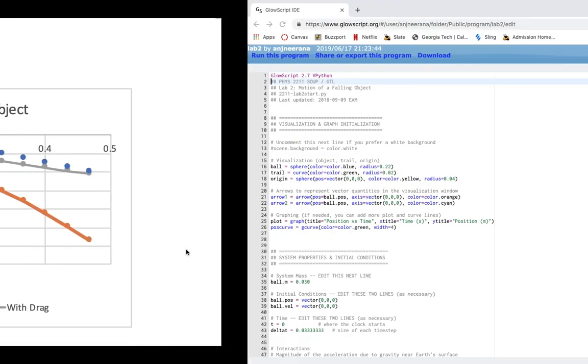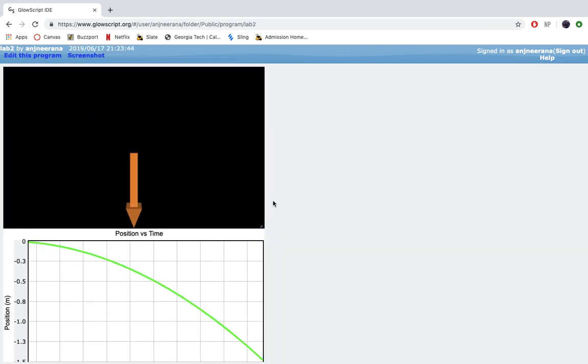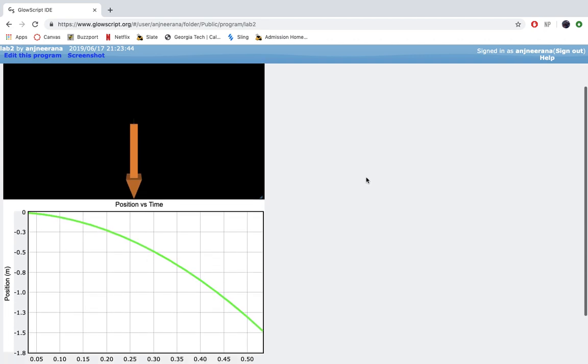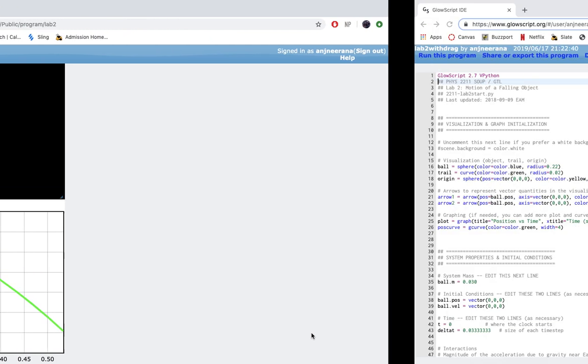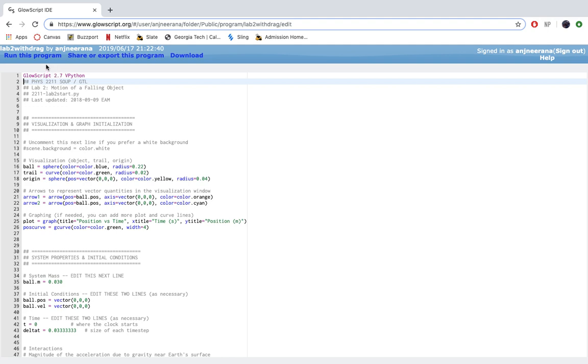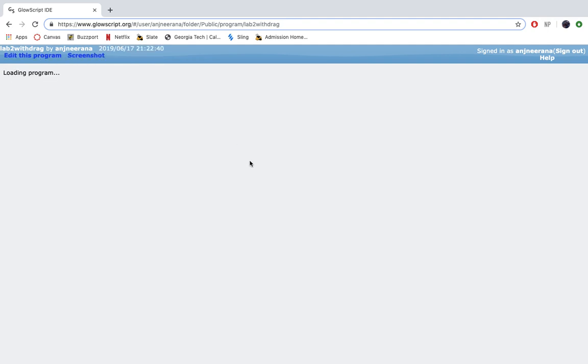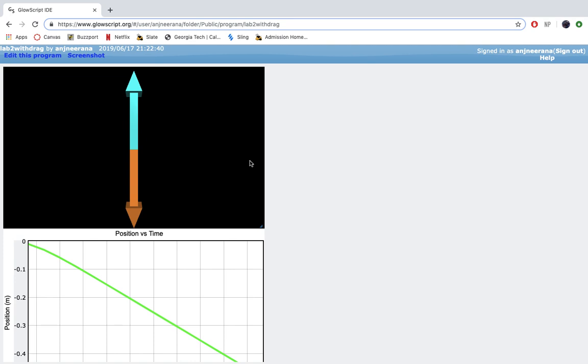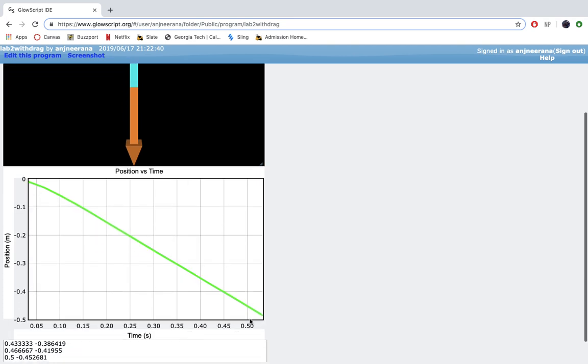If we take a look at our code without drag, we can see how the only arrow present when we run the code is the one that denotes force by gravity. The graph is continuously nonlinear because there is no opposing force that allows the object to reach terminal velocity. In our second code, with drag, we can now see a blue arrow that grows with time, and this denotes drag force. The position versus time graph becomes linear as the object reaches terminal velocity.